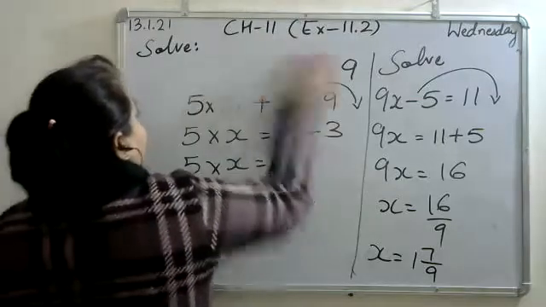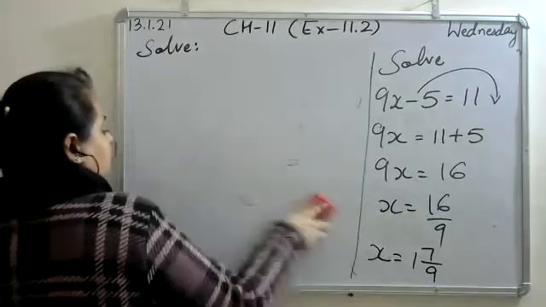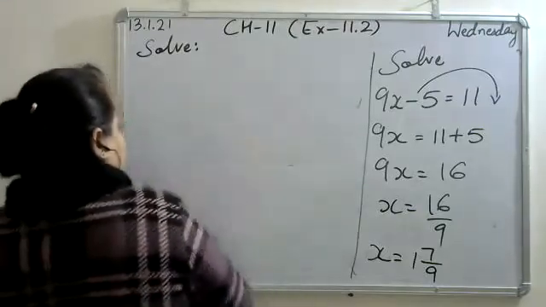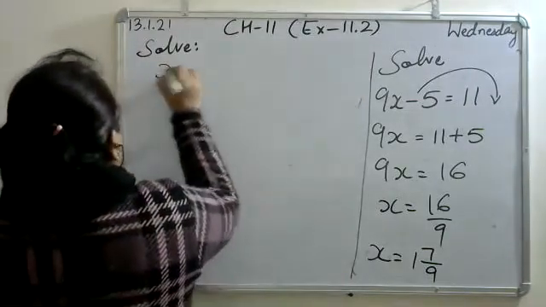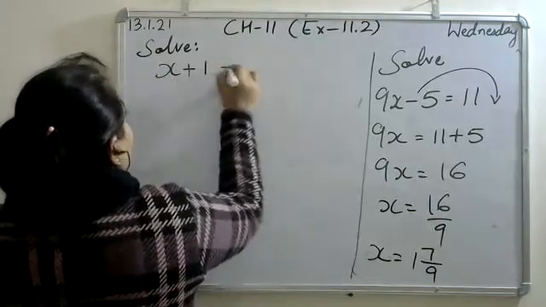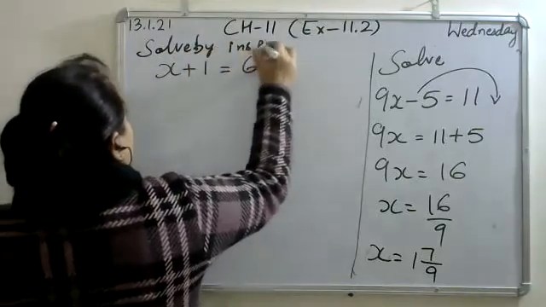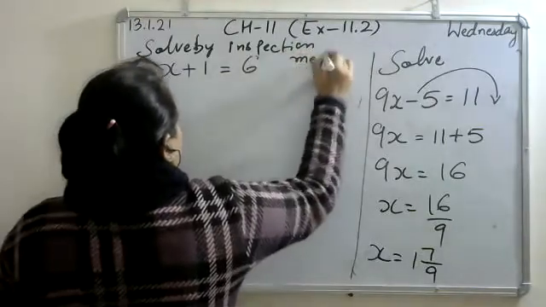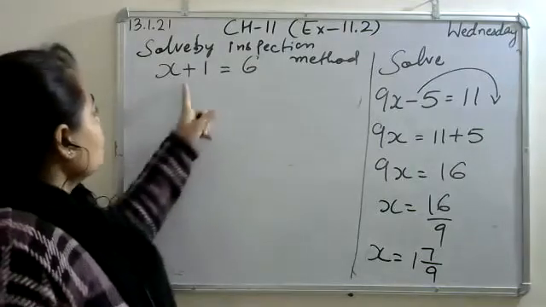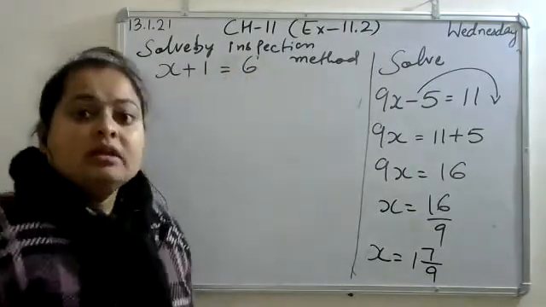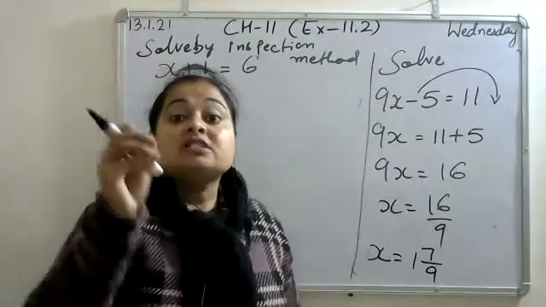Now come to the next. If my question is x minus 1, x plus 1 is equal to 6. Solve by inspection. Now check your heading. The question is solve this sum by inspection. Now the heading is not only solve. The heading is solve this sum by inspection method.